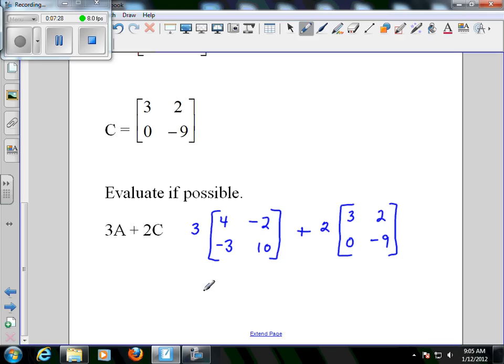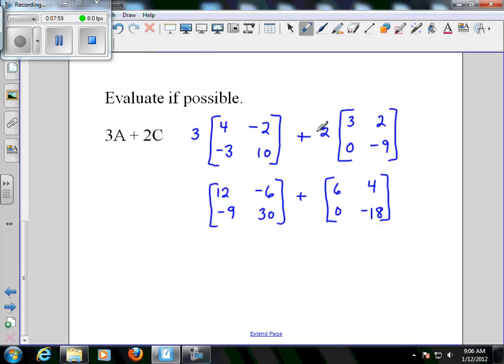We're multiplying each by a scalar, so we'll multiply the entries of the first matrix by 3. So 3 times 4 is 12. 3 times -2 is -6. 3 times -3 is -9. 3 times 10 is 30. Let's move on to the next one. We're multiplying by 2 here. 2 times 3 is 6. 2 times 2 is 4. 2 times 0 is 0. And 2 times -9 is -18. And it's just like our order of operations. We do the multiplication before the addition. That's why we did that first.